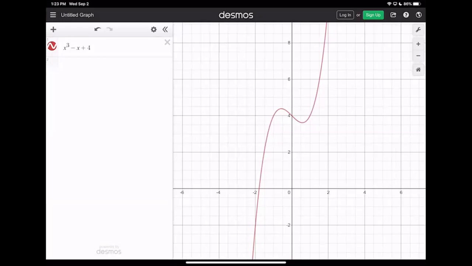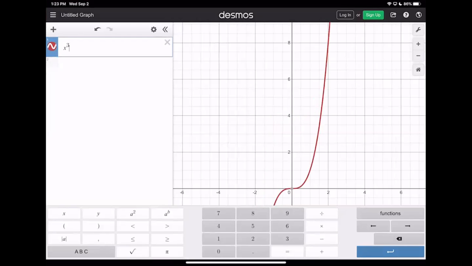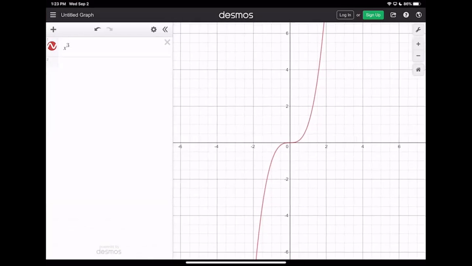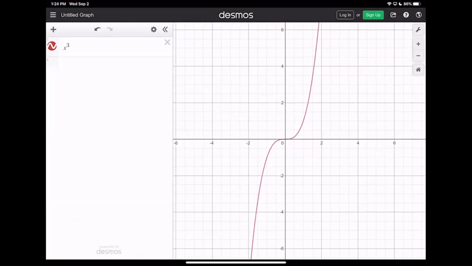So some people prefer to just graph, but by being able to do it mathematically, it makes graphing easier. Versus like x cubed would be odd, right? Because it has that nice symmetry in the top right and bottom left.